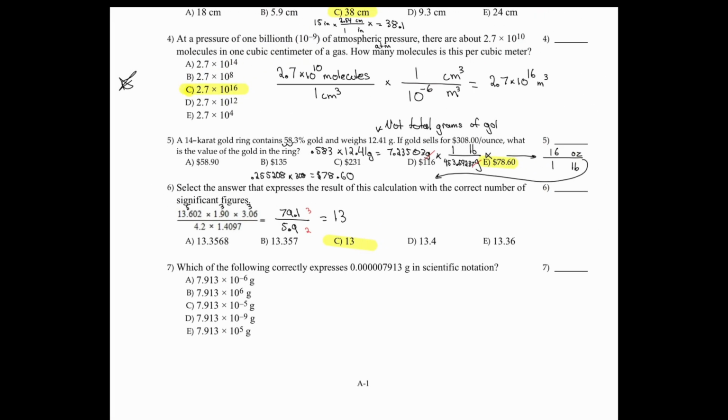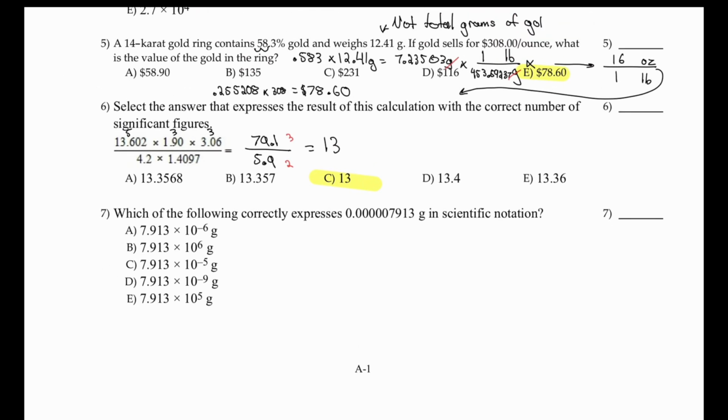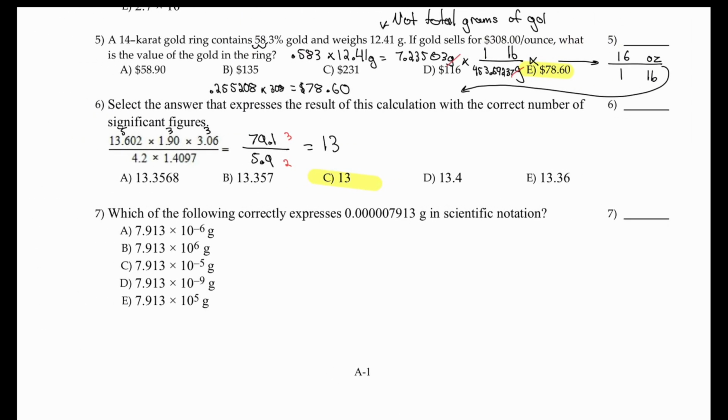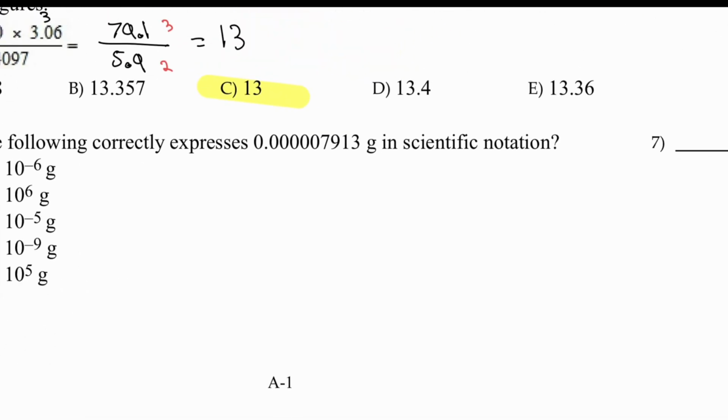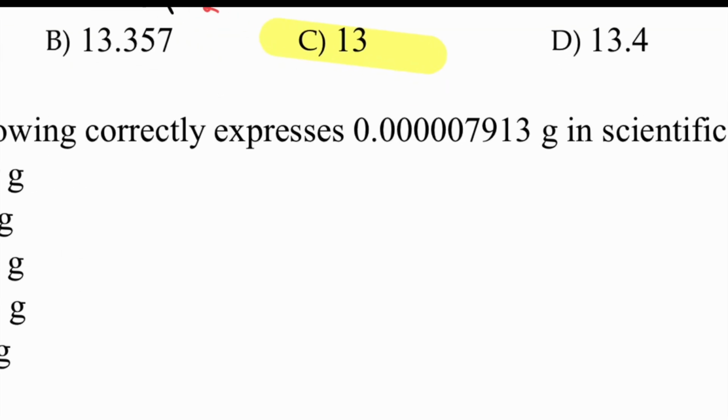Which of the following correctly expresses 0.000007913 grams in scientific notation? Scientific notation is going to be those like 10 something times 10 to the power. It's going to be one of those, which is what we have here. They all start with 7.9, so let's get back to 7.9.